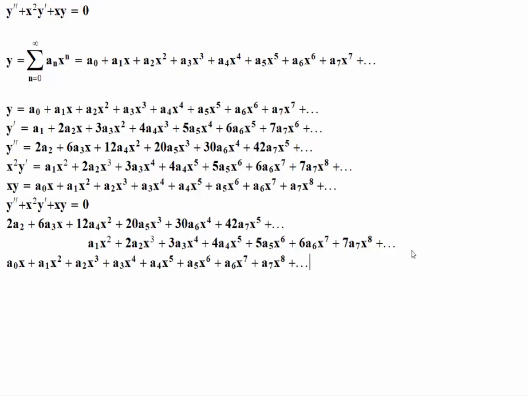Then at the end we have x times y, right? So we have that over here. So what we just did was write this expression on the left hand side all here. And now we are going to add these all together. When we add these, we'll just combine the coefficients of like powers.